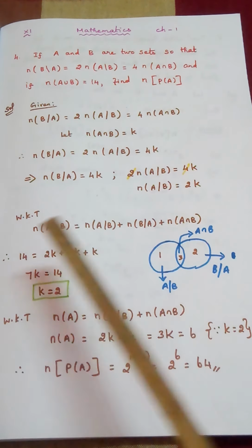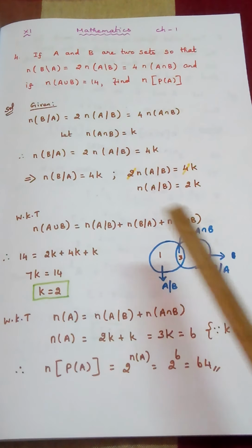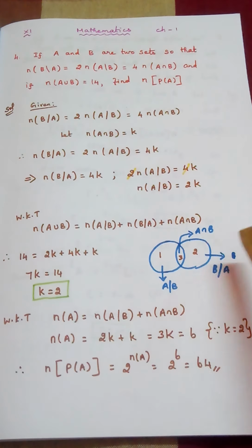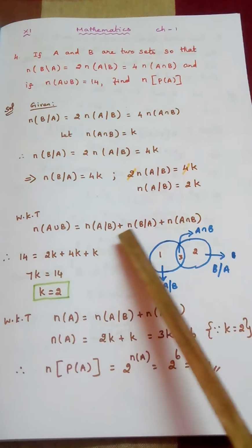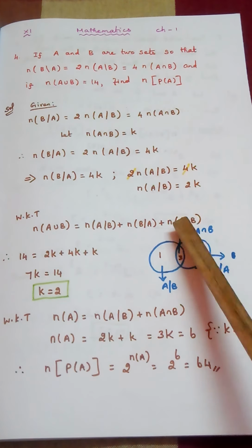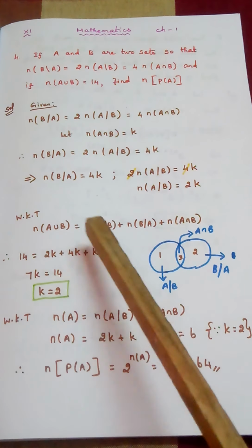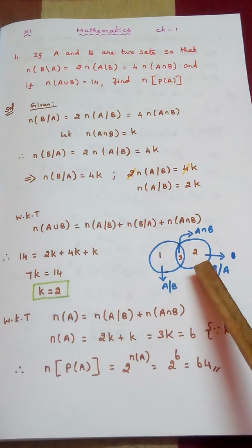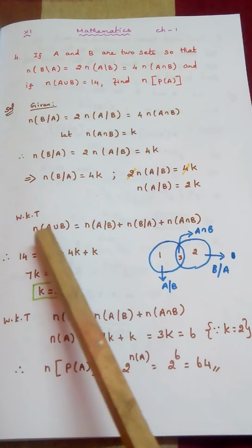See the diagram. n(A ∪ B) means fully. How are we splitting A ∪ B into three parts? First part, second part, and the intersection part. A − B means the first part, B − A means the second part, A ∩ B means the third part. So this is the formula. Explanation I have given in the diagram. See the diagram.